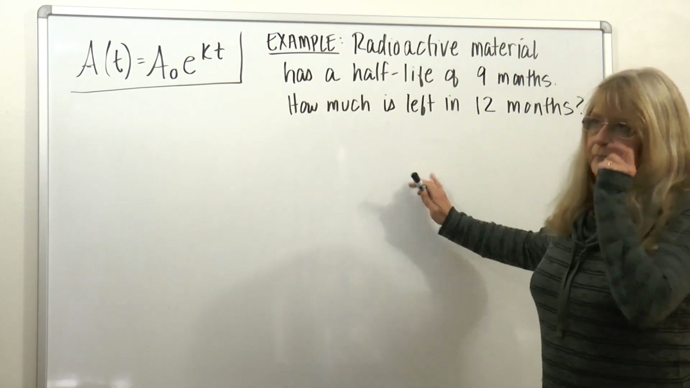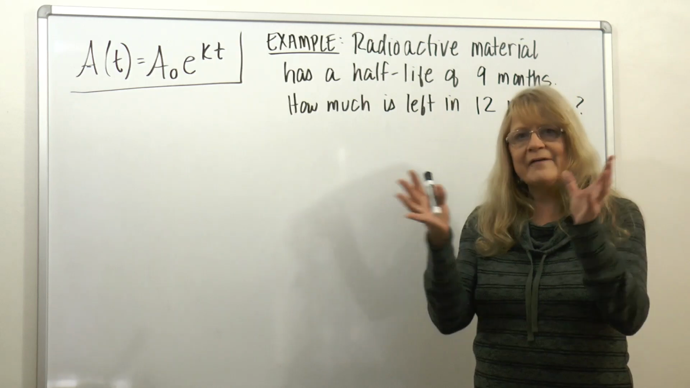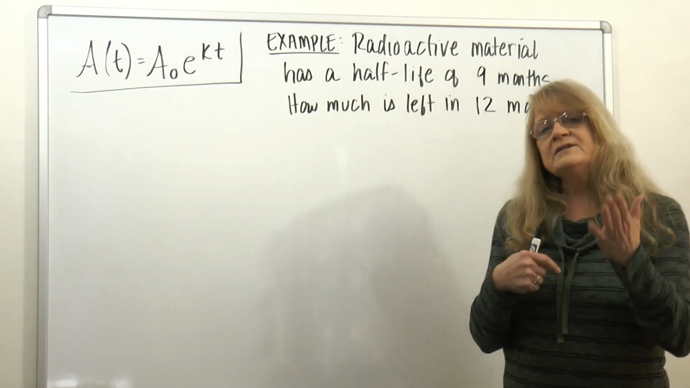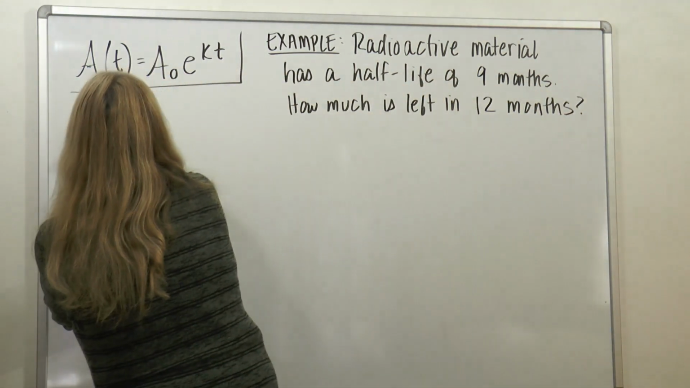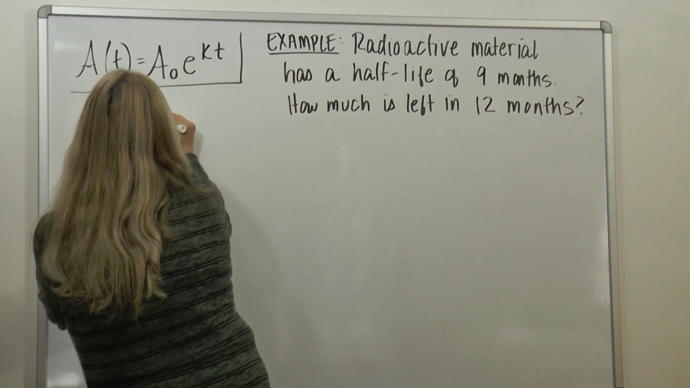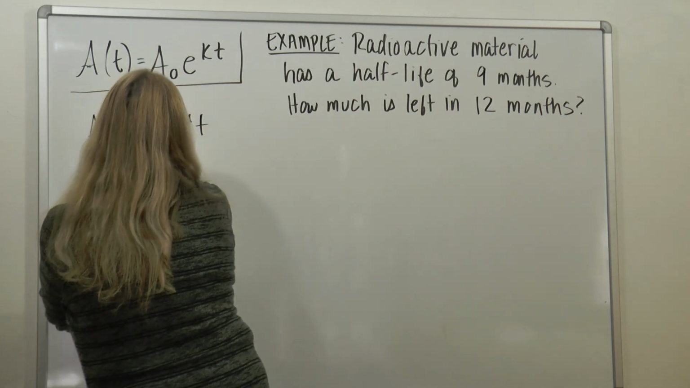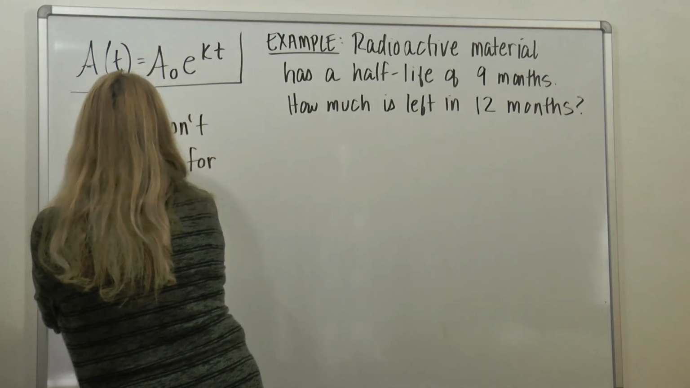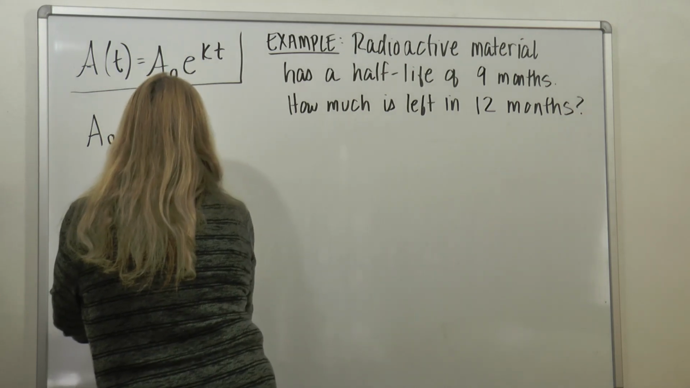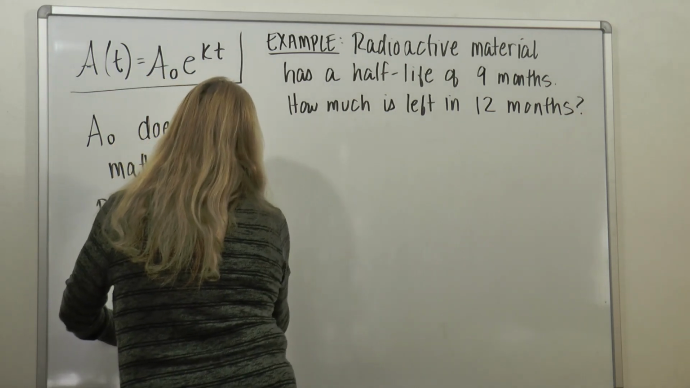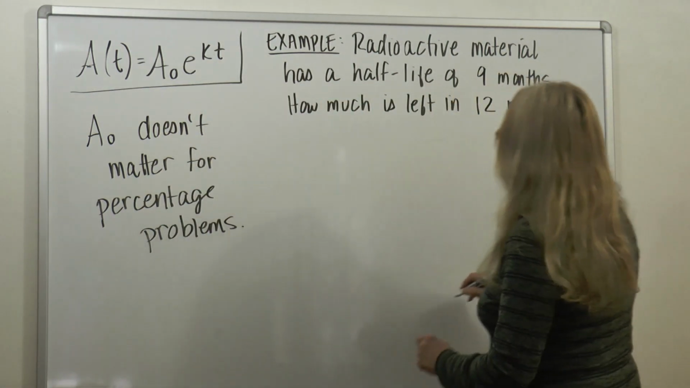Okay. So remember with radioactive stuff or anything, a half-life is how long it takes until half as much remains. Now this is the tricky part for students. It doesn't matter what the A sub naught is. Here's why it doesn't matter, okay?